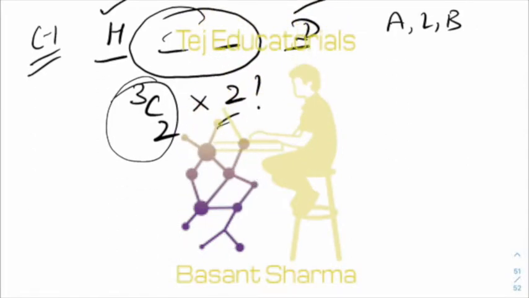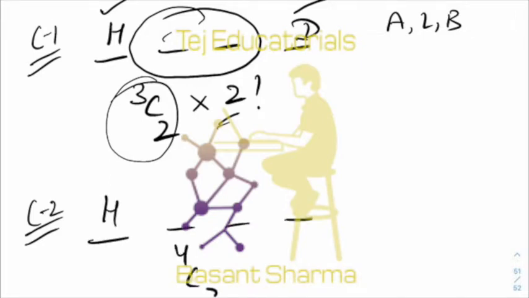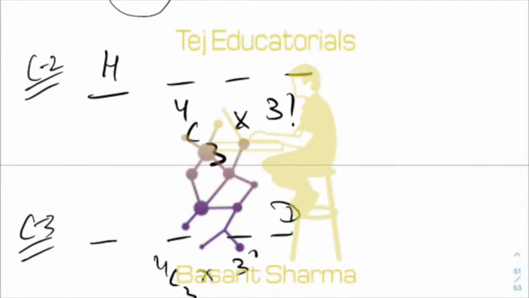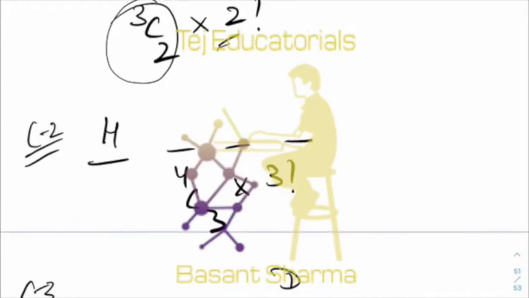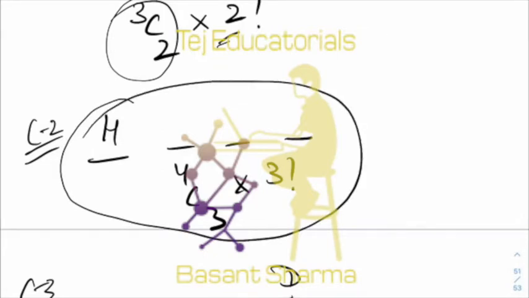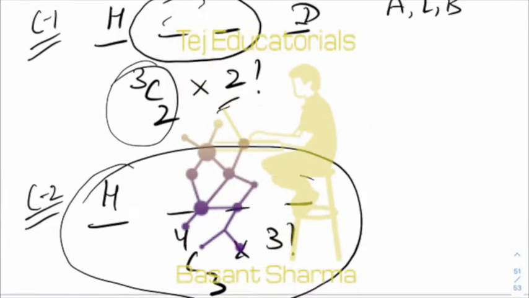Now case 2 would be when H is present at the first place and the remaining three can be chosen in 4C3 ways, and then you can permute them in 3 factorial ways. Similarly, you can have a word which ends with D, again 4C3 into 3 factorial. But you see, there is overcounting happening, because in case 2, for example, you can have a situation when D is also present at the last place.